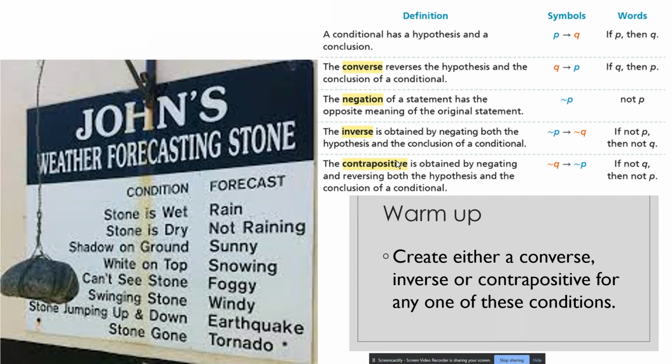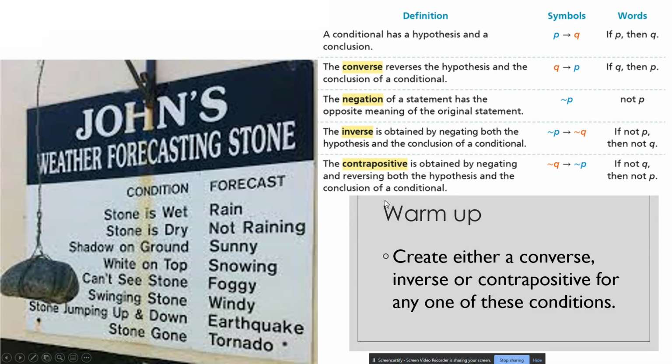So we can either create a converse, inverse, or contrapositive for any one of these conditions. So we're looking at the fact that the stone is wet. The stone is dry if it's raining. If the stone is dry, it's not raining. It's shadow on the ground, it's sunny, and so on. So go ahead and give it a pause and give that a shot.